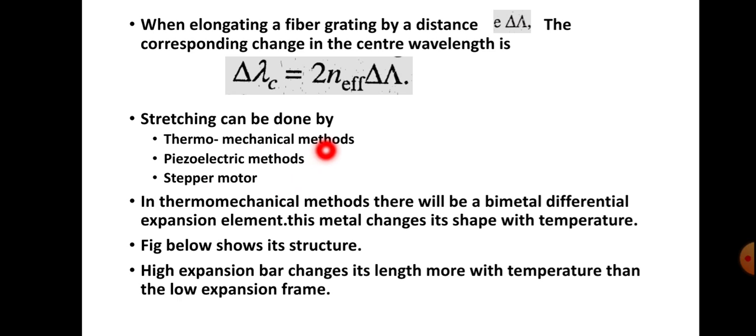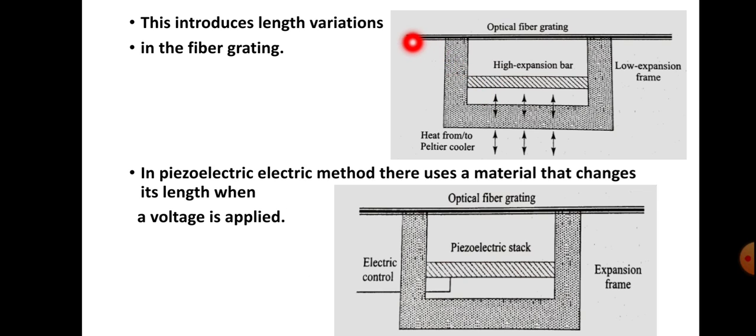Let us see the thermomechanical methods. By using temperature variations, we are changing the length of the grating structure. In the case of thermomechanical methods, there will be a bimetal differential expansion element, and this metal changes its shape with the temperature. So let us see the figure. You can see here that this is the optical fiber cable, and inside that cable there will be a grating structure. That is not shown here. The core contains the grating structure. That means periodic variations in the core refractive index will be there in that fiber. So this will be attached to this setup.